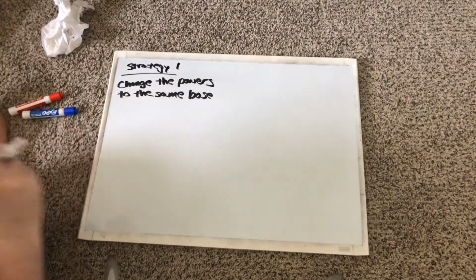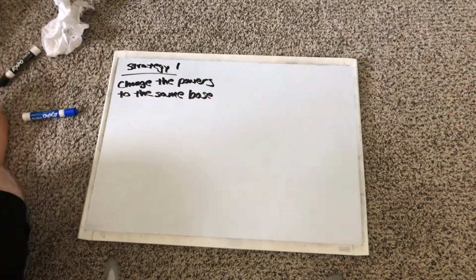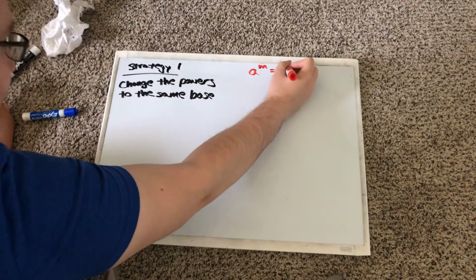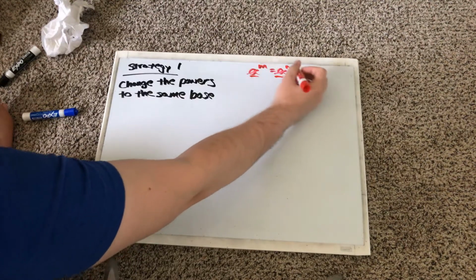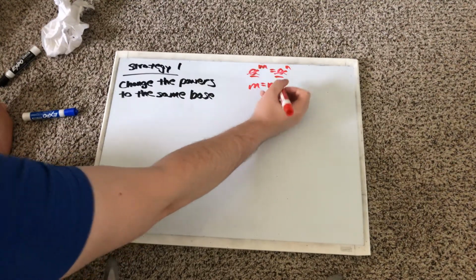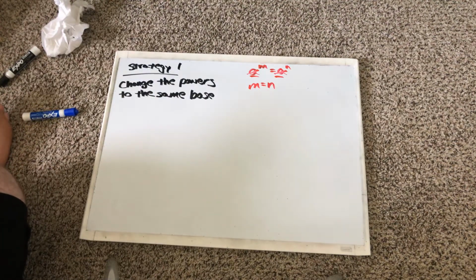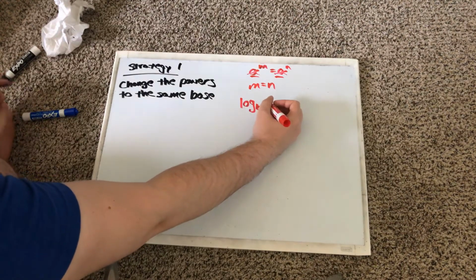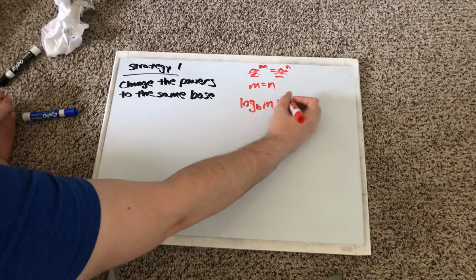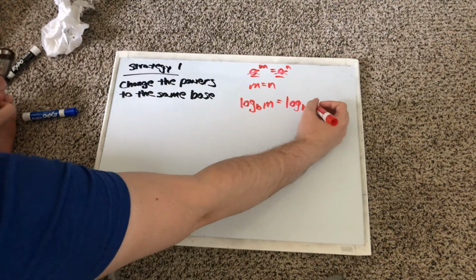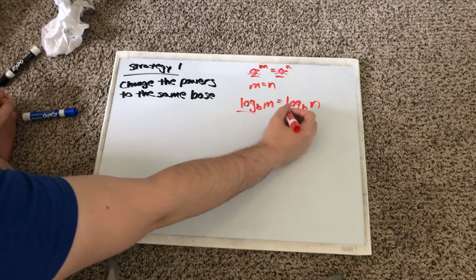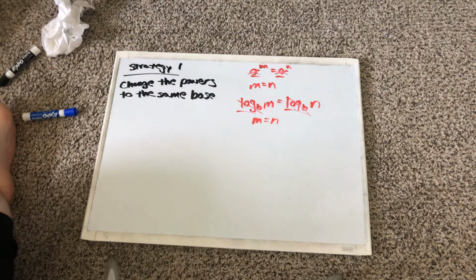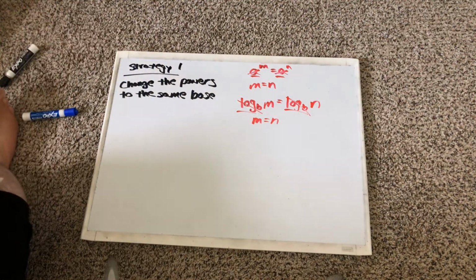And a quick refresher of our duh property: if we have a raised to m equals a raised to n, the a's are the same, so we cancel those out and we get m is equal to n. Also, and this is only when you have two logs equaling each other, if you have log base b of m equals log base b of n, the two logs have the same base, they can cancel out, so we get m is equal to n. And that's only when two logs are equaling each other. So we have to have the same base.